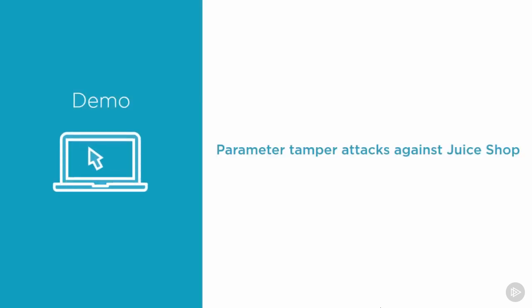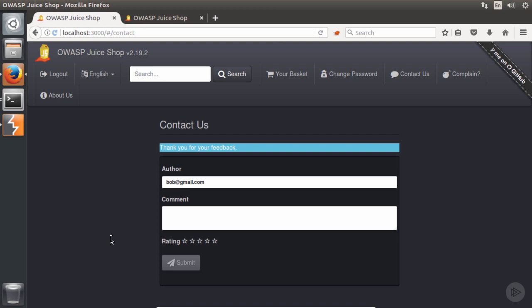Let's go ahead and perform some parameter tampering against the Juice Shop to determine if there are any data leakage vulnerabilities. Let's see if we can bypass some JavaScript validation by tampering with some parameters. If we go back to that feedback form, the Contact Us form, and we're logged in as Bob, one of the things you may have noticed is that you always have to provide some kind of rating for your comment before you can submit. What if we could get around that? So let's go ahead and try it.